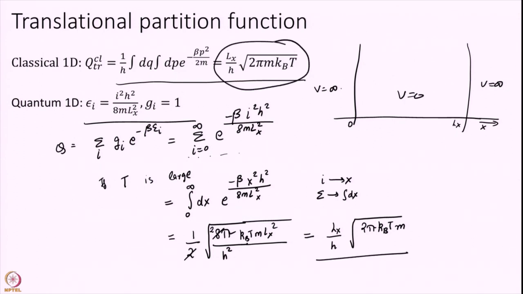And the reason we get it the same is because we have made the approximation that temperature is large. We went from that summation to integral. The summation will not come out exactly equal to this, it will be slightly different. But in the limit that T is large, it will be equal. Okay. So, that is actually a general result, it is called a classical quantum correspondence. Whenever temperature is large, you will get the classical result back.